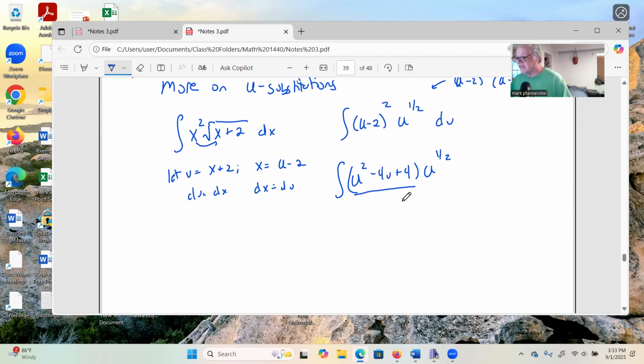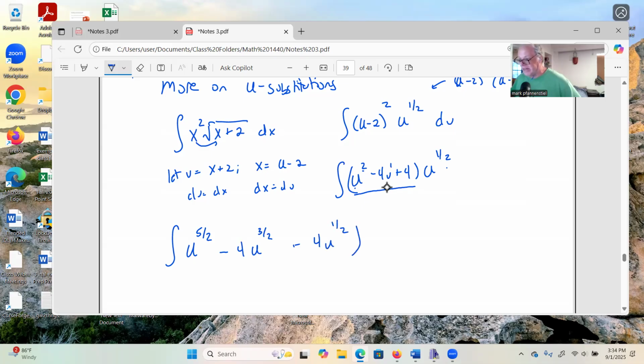One of the things is you can't integrate with x's and u's in the same integrand. It can only be one variable. Either pick u, pick w, pick v, pick something, but it has to be one letter. It can't be x's and u's. So now we have to go through and deal with this. When the bases are the same, we add the exponents. So this integral is going to turn into u to the 2 plus 1/2, that's 5/2. Then minus 4, 1 plus a half, it's u to the 3/2. And we have plus 4 u to the 1/2.